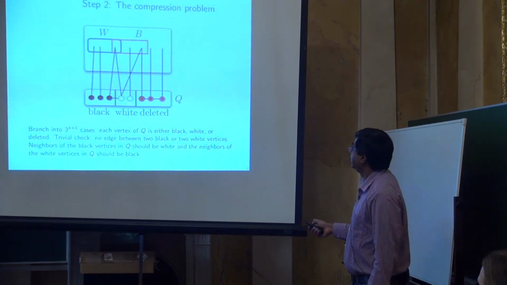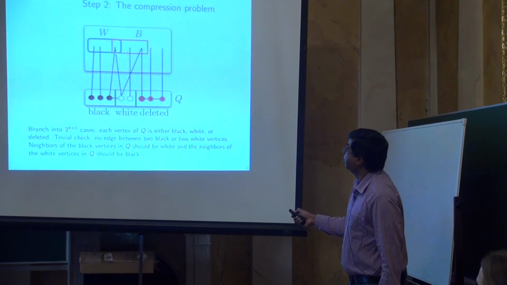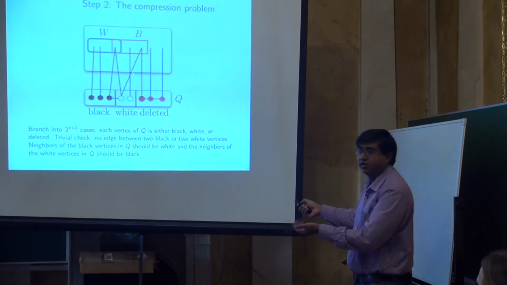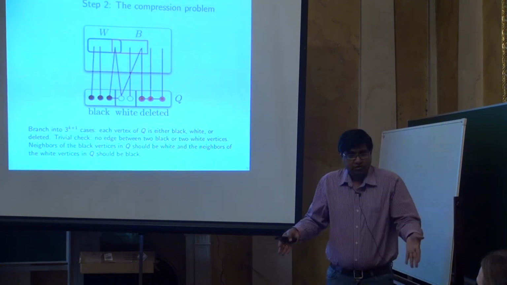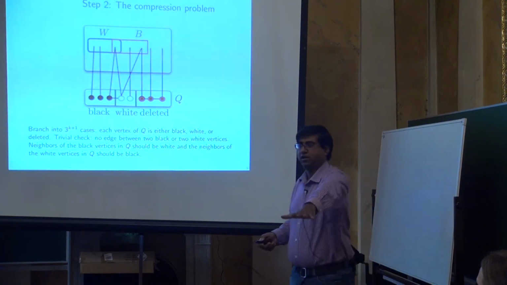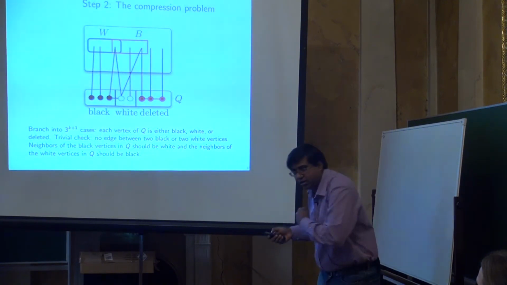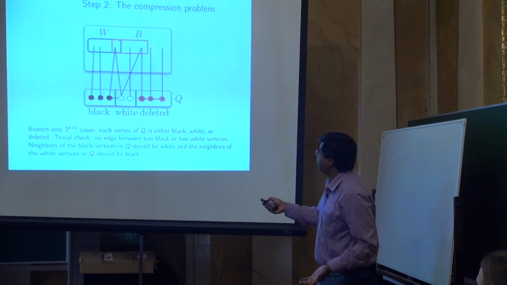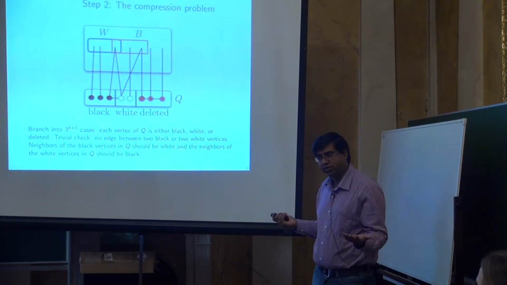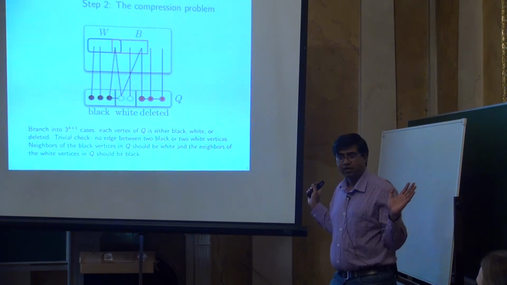Agreed? I have a white set, I have a black set, and I'm asking, does there exist at most k minus q vertices which can be deleted, so that remaining white becomes white, remaining black becomes black, because then we can put black guys here, patch it up, white guys, patch it up, and we are happy. So this is all that we are trying to do.